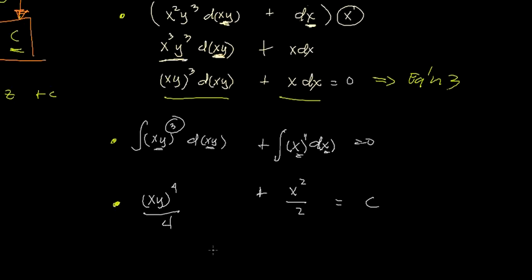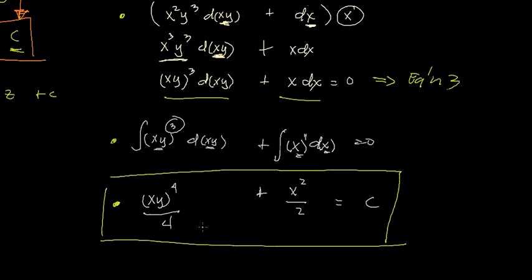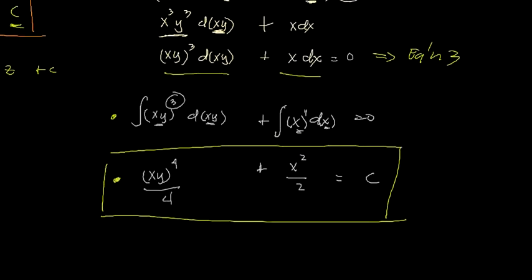All in all, our general solution for the given differential equation is (xy) to the 4 all over 4 plus x squared all over 2 is equal to c. So that's it.